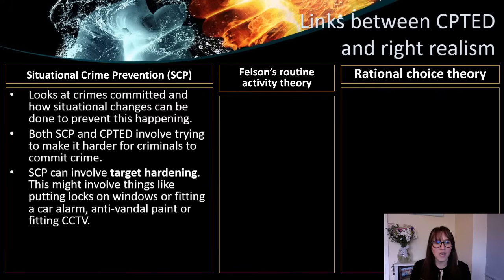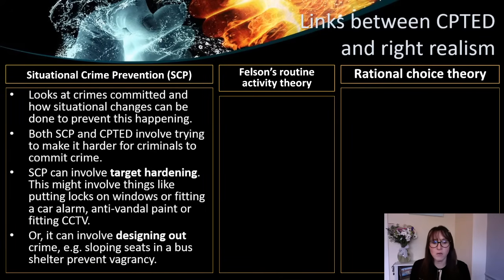SCP can involve target hardening. This might involve things like putting locks on windows or fitting a car alarm, anti-vandal paint or fitting CCTV. So just basically making it harder to be a target is what that is about. Or it can involve designing out crime, sloping seats on a bus shelter, for example, to prevent vagrancy.